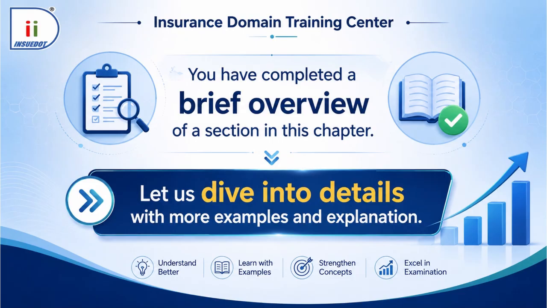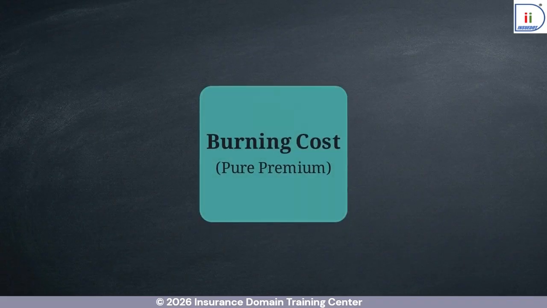Now let us revisit the same concept with more details, with visuals and explanation. Let us jump in. This animated diagram breaks down the foundation of insurance pricing. The primary block here is called the burning cost, sometimes known as the pure premium. This is the exact amount of money the insurer needs to collect just to pay out future claims.